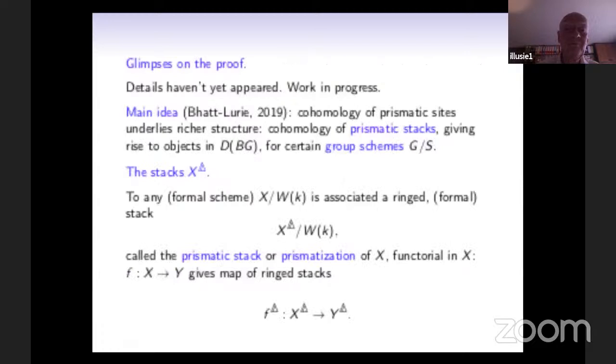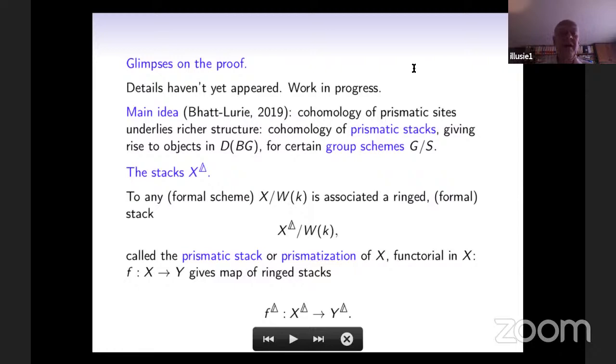So I say work in progress, details haven't yet appeared. I used some emails from Bhargav and some discussions. And so in fact there is this long paper by Drinfeld on the prismatization, but this is EGA 0 I. So then you don't really get to the point. No global application. It is extremely important, but still doesn't give the result of this new mu p action.